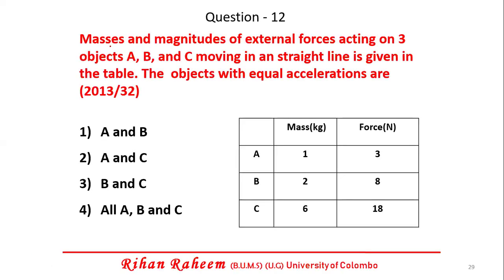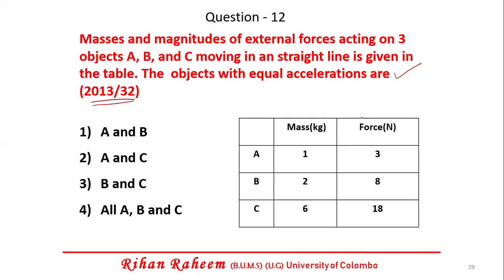Next one, question number 12. The masses and the magnitude of the external force acting on 3 objects A, B, C moving in a straight line is given in the table. The objects with equal accelerations are. This is actually an O-level paper, old syllabus, 2013. But some questions are applicable for the new syllabus also. So from there, I have selected 2013, question number 32.